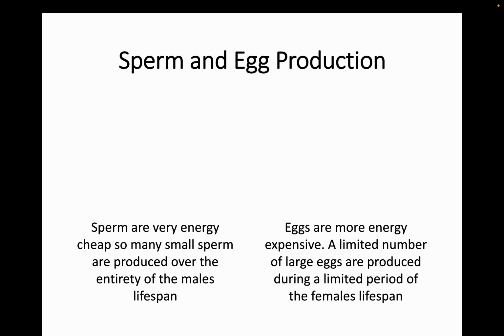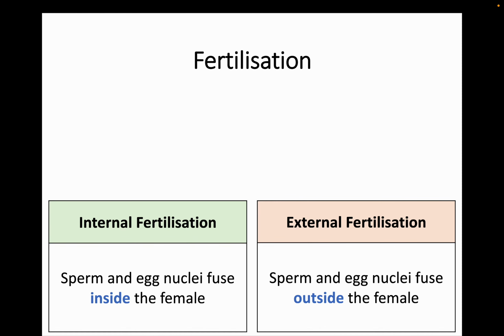However, on the other side, eggs are a lot more energy expensive. They're much more limited, so typically there's only, say, in humans, one a month being produced. There's a limited number of them. They're produced during a limited period because there comes a point where essentially a female's eggs will run out. It takes a lot more energy to produce them, develop them. So there are big differences in terms of the overall investment.